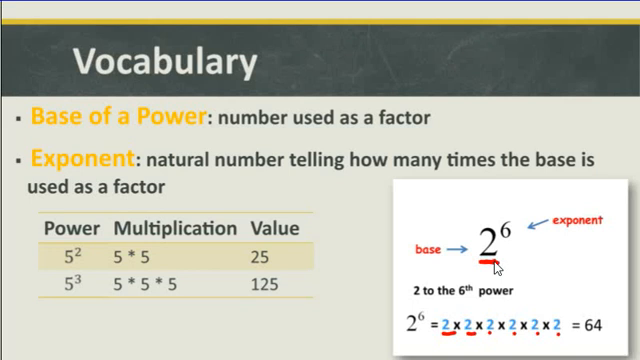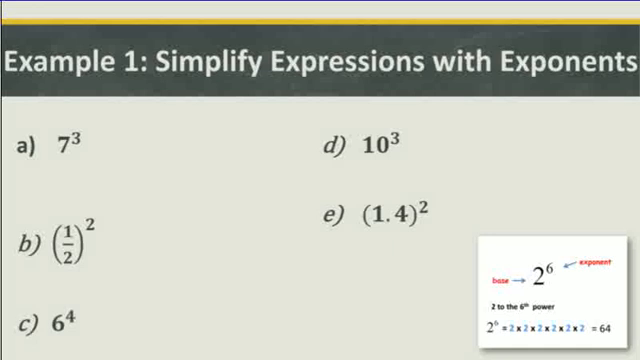So if they ask you to use the power, that's not the value. The value is the overall answer. So the power, you write it with the base and the exponent. You can use power and exponent the same, they mean the same thing. That tells you how many times you use the base as a factor. So let's look at some examples here.